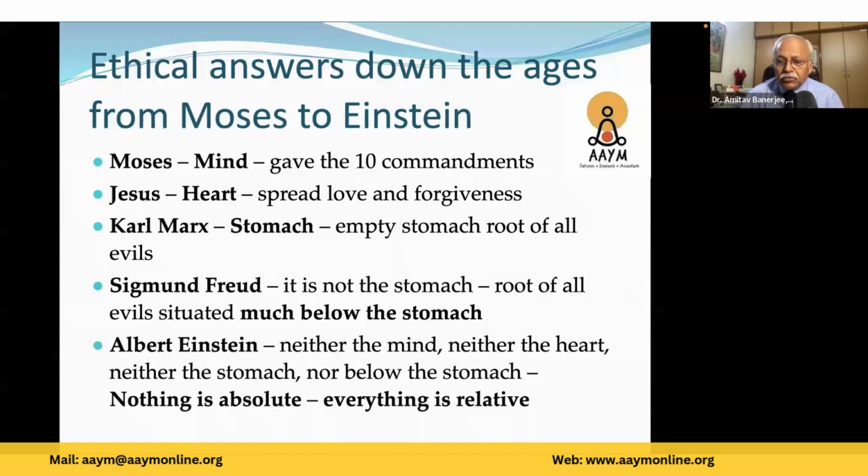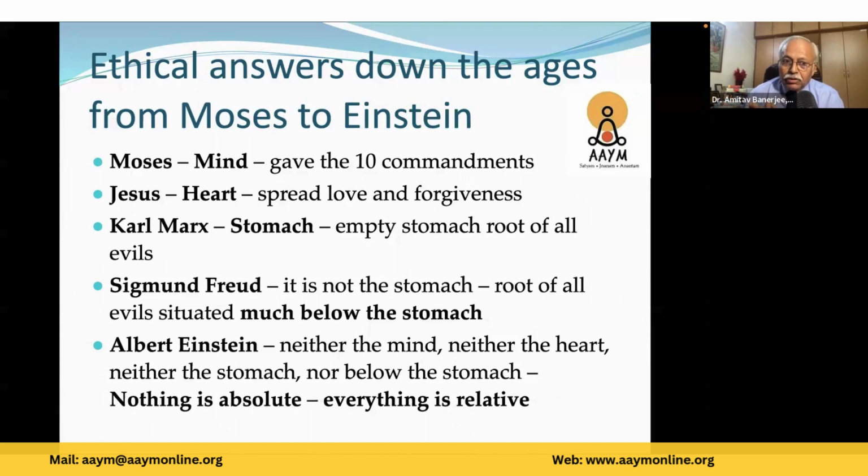Then the second Jew was Jesus. He says it is not the mind, your heart should be pure. You think from the heart, you act from your heart. You have a clean heart, and all your problems, you will not land into moral trouble. Forgive everyone, love everyone. That is the heart. Then the third Jew was Karl Marx. He says ethics cannot be practiced on an empty stomach. Hunger drives a person to unethical behavior. So everybody should have equity.